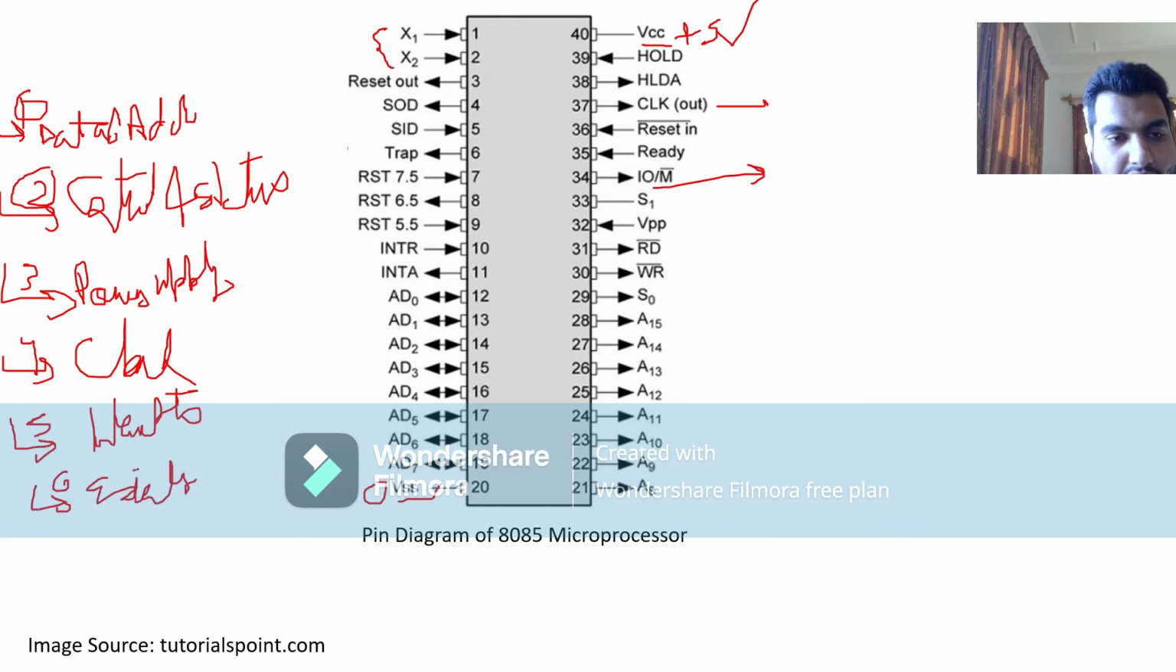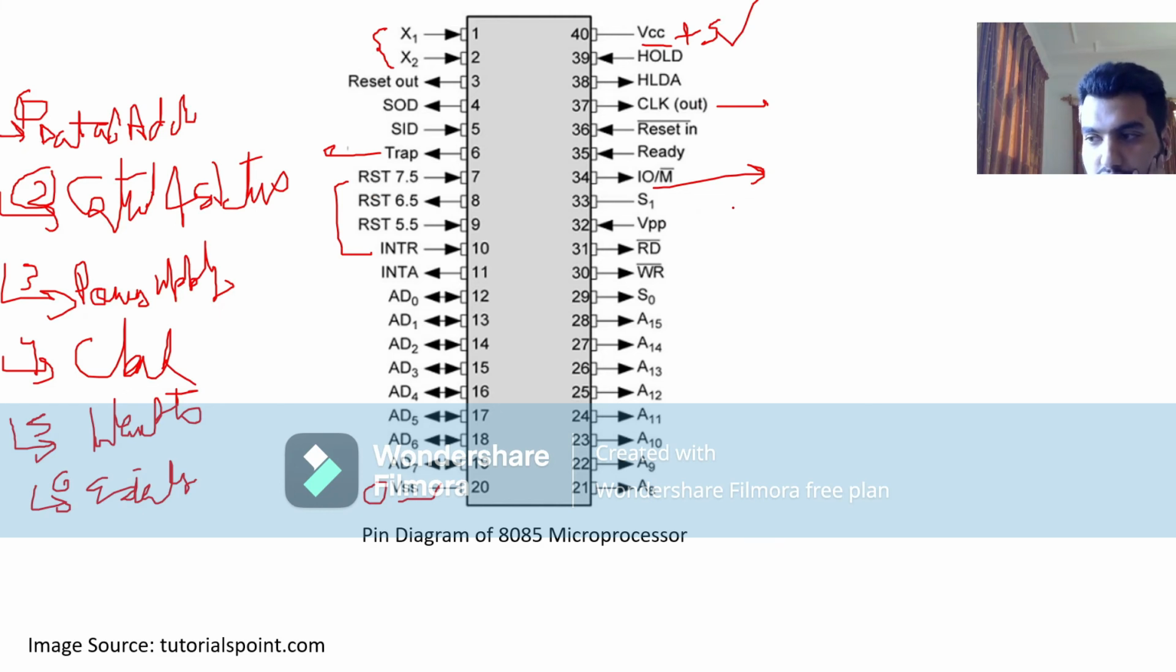There are 5 interrupt signals. These are RST 7.5, 6.5, 5.5 and INTR. And then we have TRAP. As we saw in one of the questions, this TRAP has the highest priority among the interrupt signals, and it is non-maskable, and these are the hardware interrupts. And also we have the externally initiated signals like INTA, which is the interrupt acknowledgement signal.